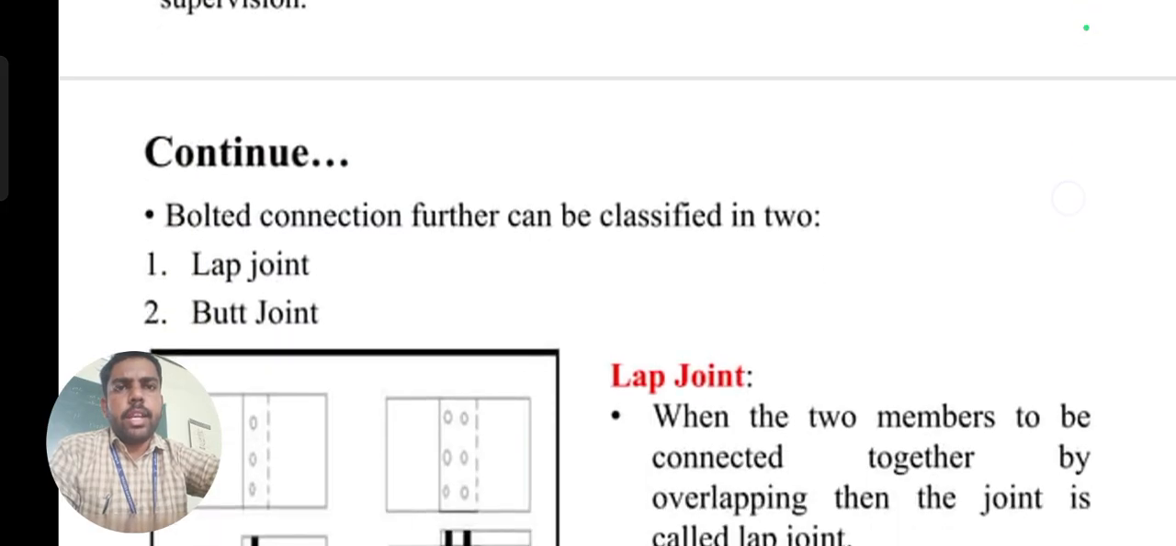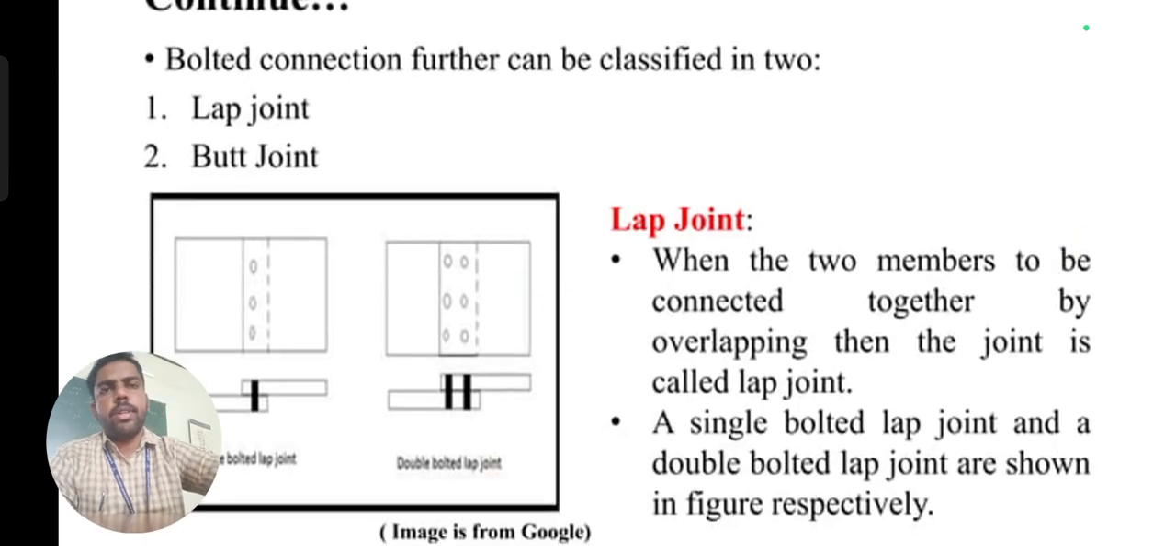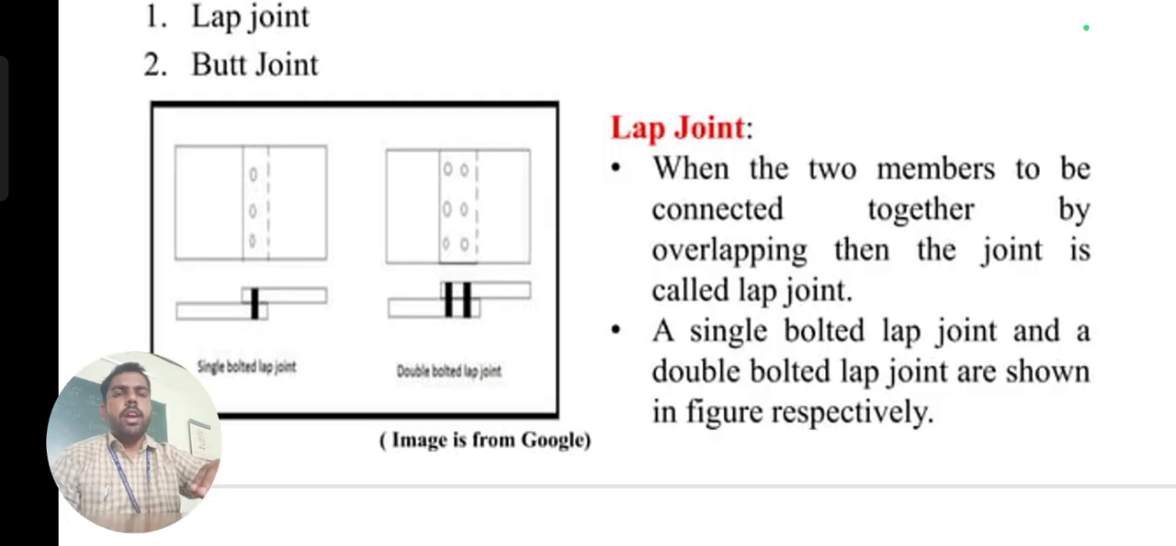And after that, this type of bolted connection can be provided in two joints, one is the lap joint and one is the butt joint. What is the meaning of lap joint? One plate and another plate overlap each other in that scenario. That is called a lap joint. In that, there is single shear and double shear. If we provide a single critical section, that is called single shear, and if we provide double critical sections, that is double shear bolt.